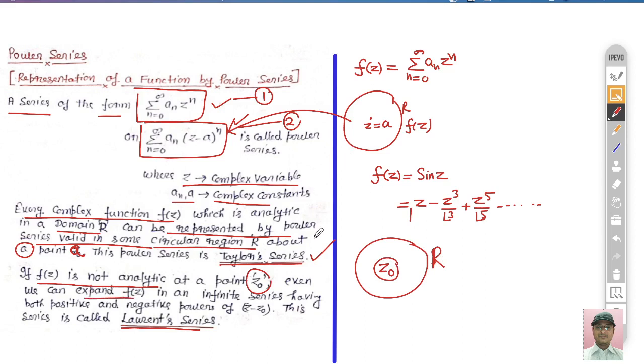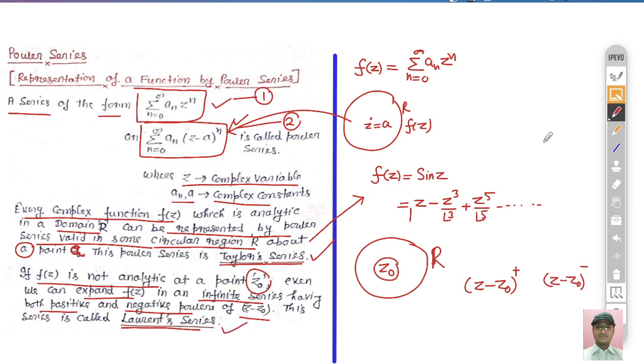Here in the first case, what we have seen is that if it is a positive power, we can easily expand, right. Suppose this function is not analytic inside this region R, we can still expand it as an infinite series having both positive and negative powers of what? Z minus Z naught, right. It contains both positive as well as negative powers of Z minus Z naught, and this series is called Laurent series.